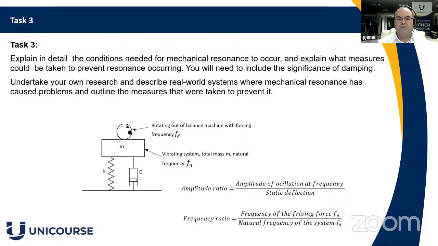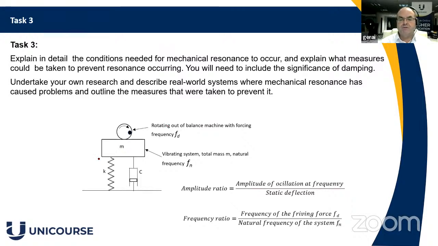Right, so I'm just going to move forward onto task 3. And task 3 requires you to explain in detail the conditions needed for mechanical resonance to occur and explain what measures could be taken to prevent resonance occurring. You will need to include the significance of damping, and I'll explain that to you. It is in the notes, but let's talk through it.